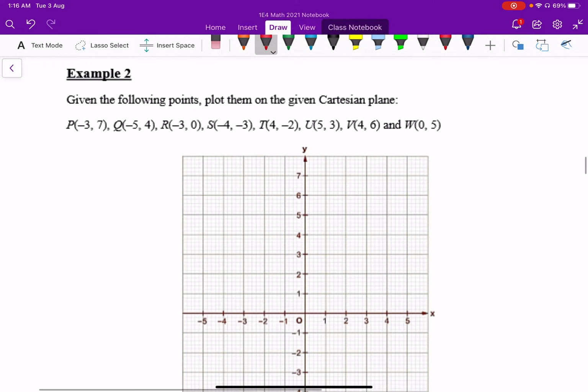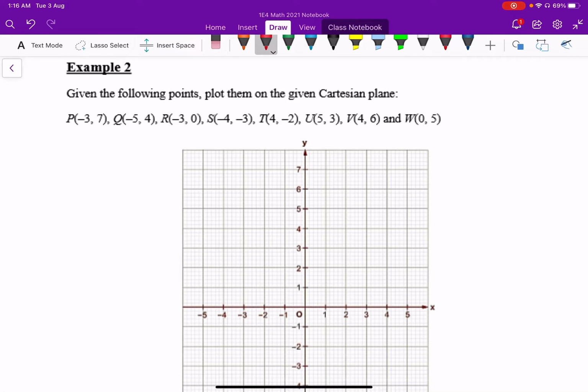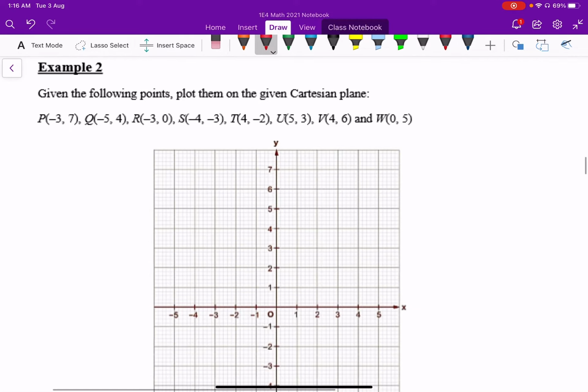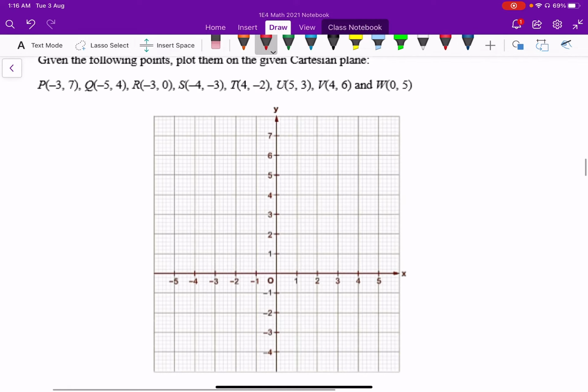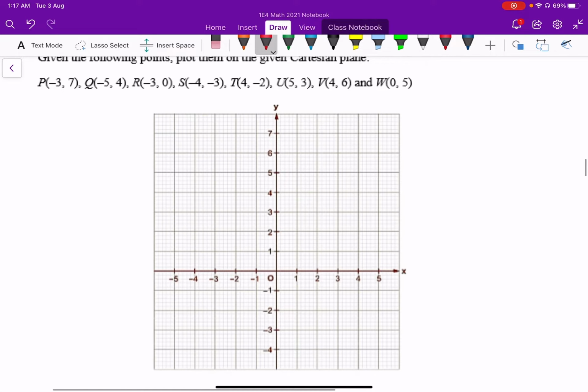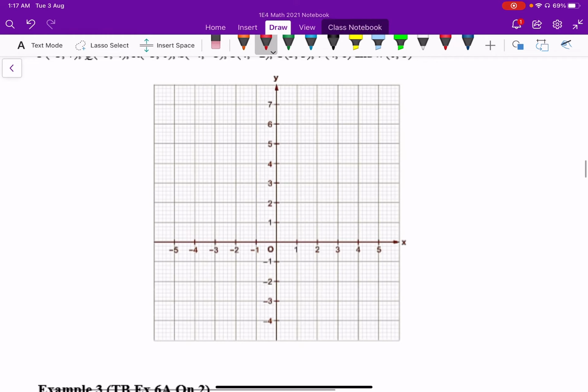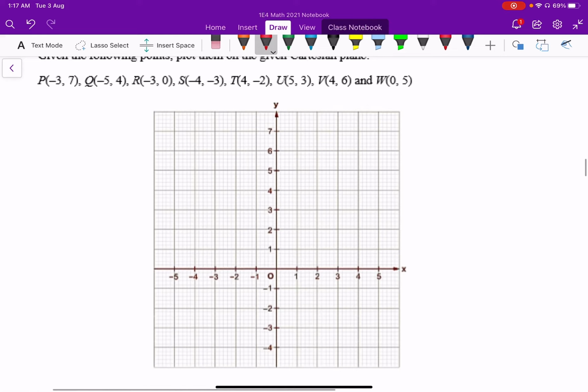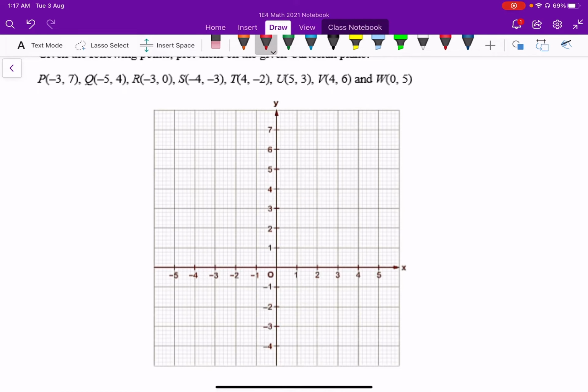Example 2. Given the following points, can you plot them on the given Cartesian plane? P, Q, R, S, T, U, V, W. Can you try to do it yourself? Plot them. I'll give you 2 seconds and then you try. Okay, you should pause the video. I'm going to try to plot it now.